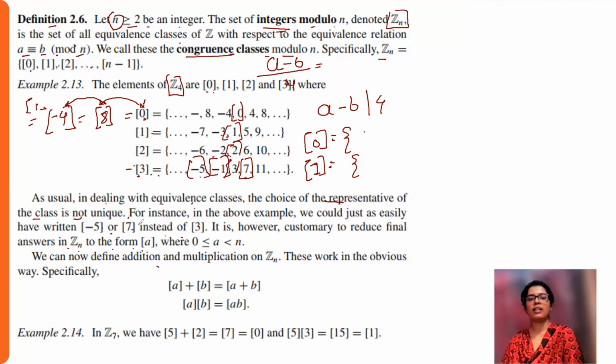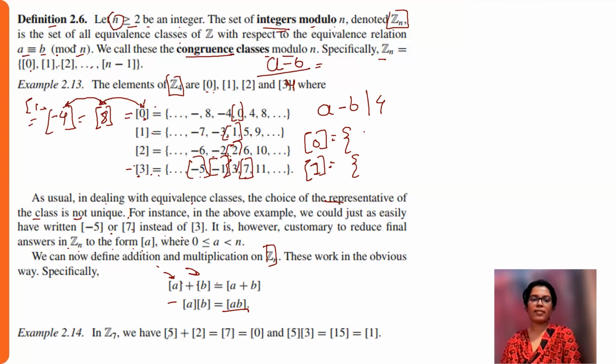We can now define addition and multiplication on Zn. So this is for Z4, we have 0, 1, 2, 3. If we are talking about Zn, class A plus class B can be written as class of A plus B. Similarly, class A multiplied by class B will be represented by class AB.